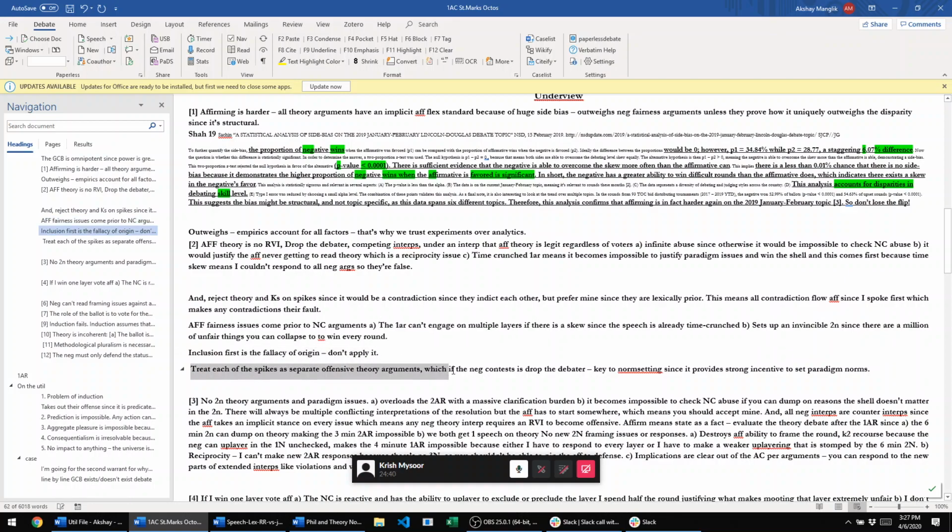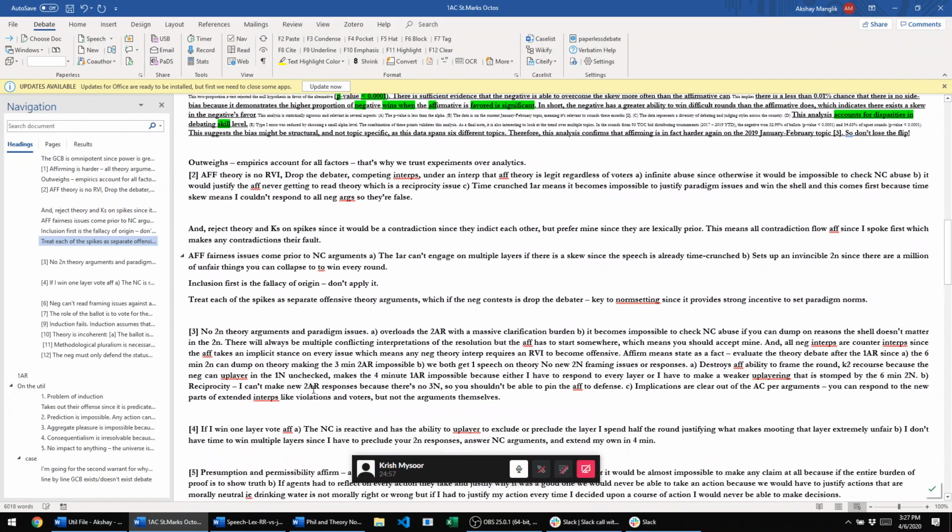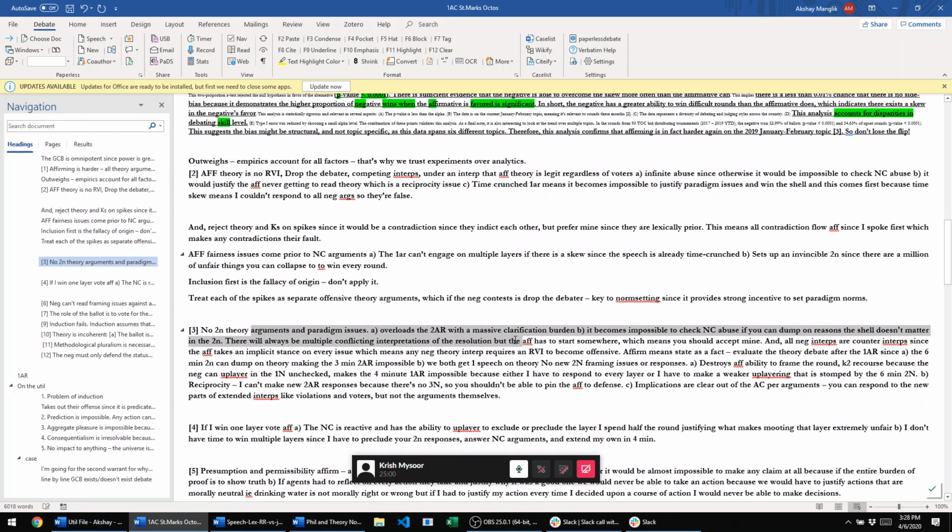And then the last argument is a reason why, if you respond to the spikes, then it's dropped the debater. So it's definitely important to respond to, because otherwise you lose. A simple argument here is that we have to be able to contest them to figure out what even is a good norm in the first place. No new 2NR paradigm issues.